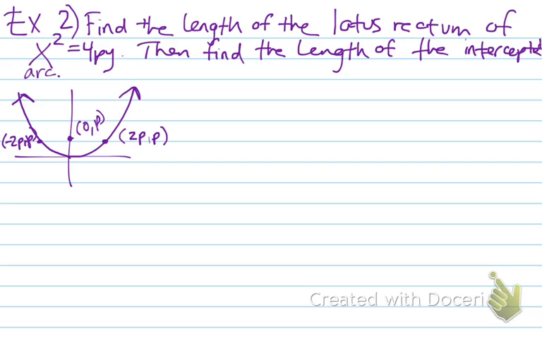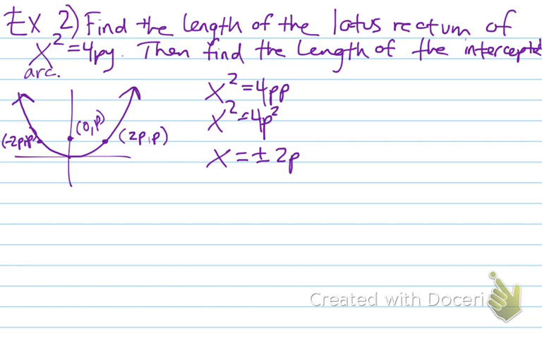And again, here's the reason you know that. So you know that (0, p) is there because that's the focus. If you actually plug in p for y into the equation, you get x squared equals 4 times p, which is 4p squared. And if you take the square root of that, you get that x equals plus or minus 2p. So that's how I got the plus or minus 2p for the x coordinates.